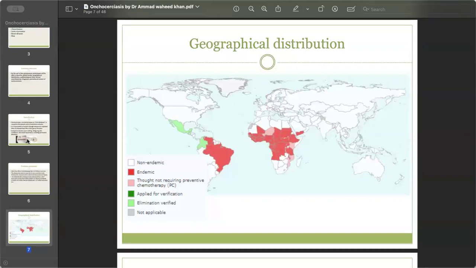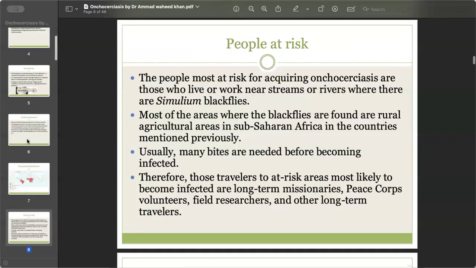This is the geographical distribution of onchocerciasis disease.